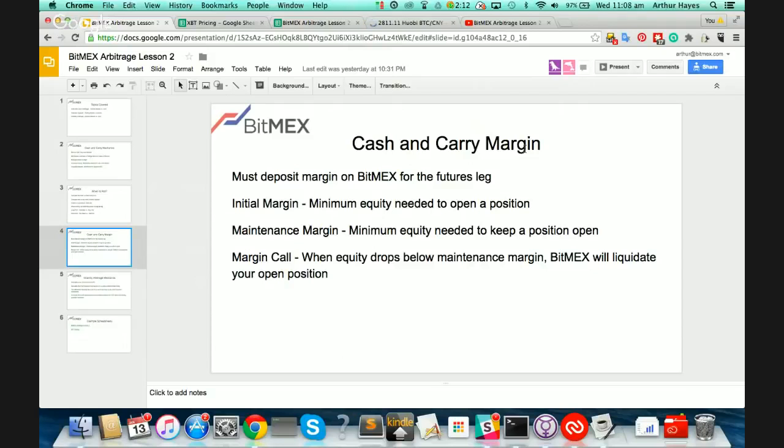Now, initial margin is the minimum equity needed to open a position. So you must have this amount of Bitcoin available in your account before you're allowed to place an order. Once an order is executed, then you must maintain the maintenance margin, which is the minimum equity needed to keep the position open. If for whatever reason the position goes against you and your equity drops below the maintenance margin level, then we will have to start liquidating your open position.